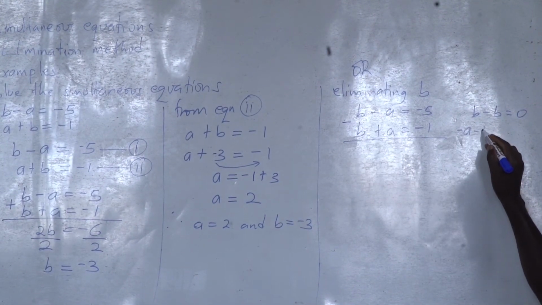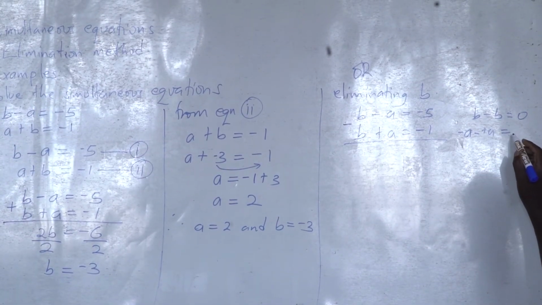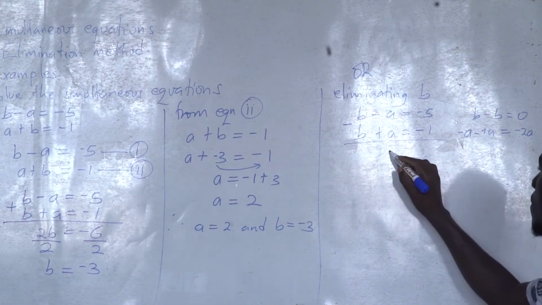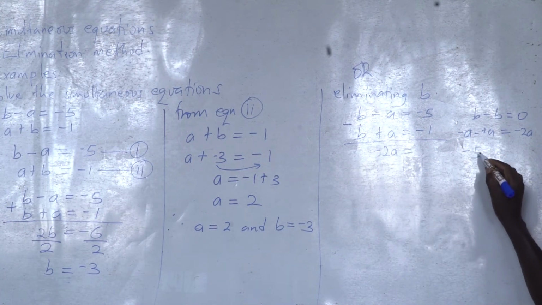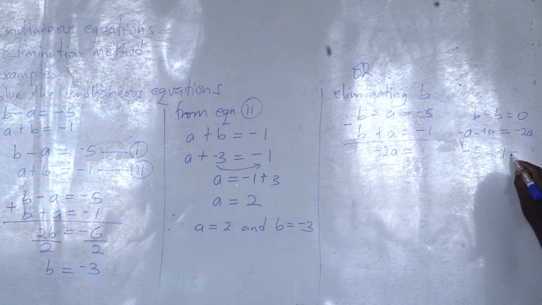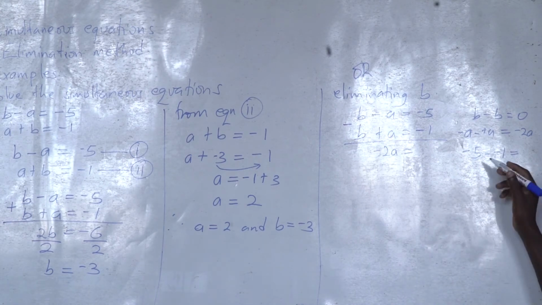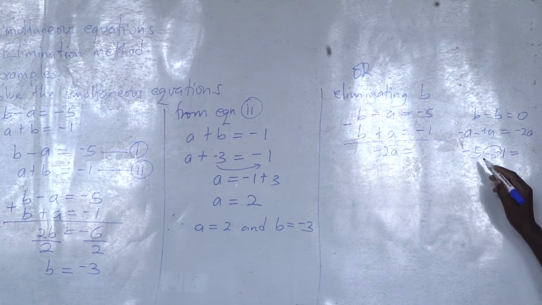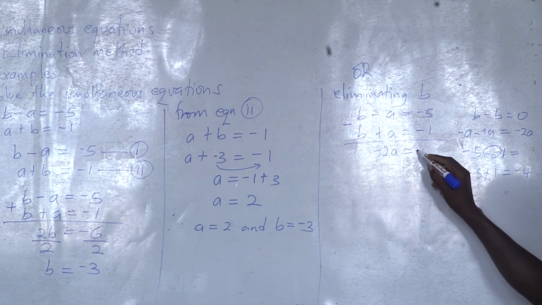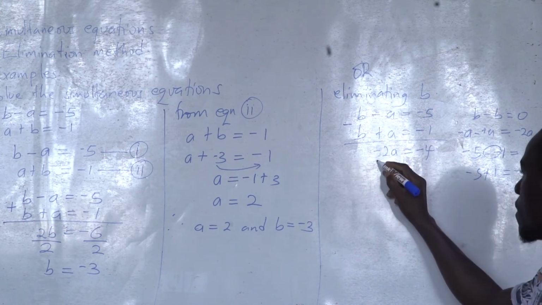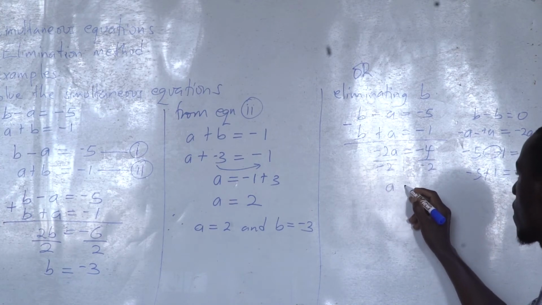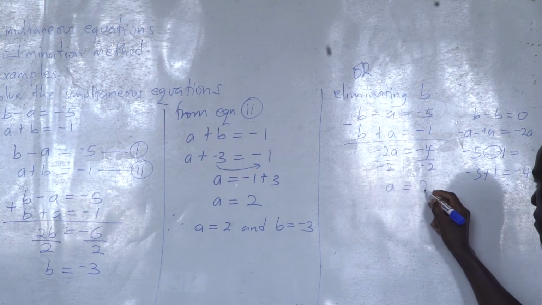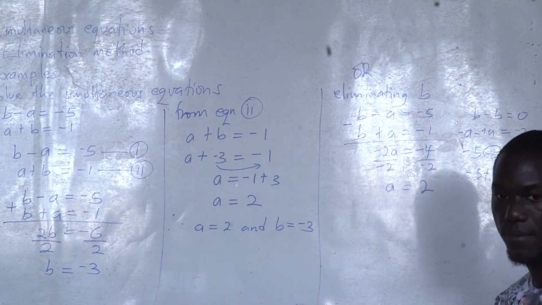minus a positive a, this one gives us a negative 2a, so that is my negative 2a is equivalent to minus 5 minus negative 1, and this one here gives us a positive, so negative 5 plus 1 is the negative 4. So when I put a negative 4 there, then I divide both sides by negative 2, and that way I get the a as a positive 2, as earlier on there.